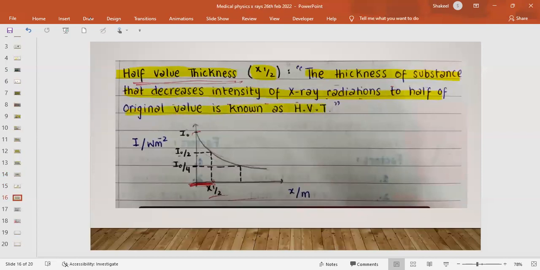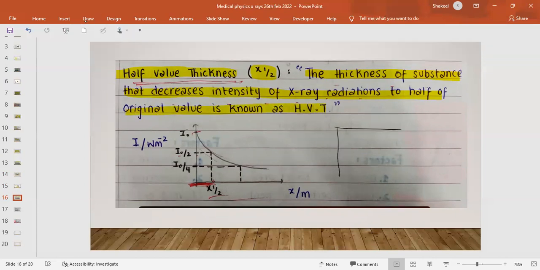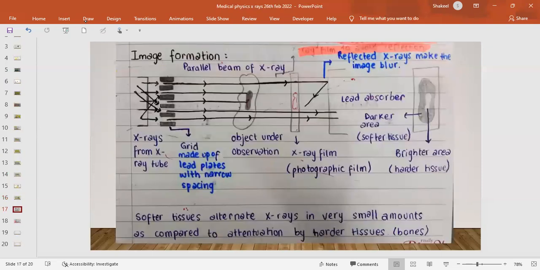That's quite simple. Let's say this is the organ, and before entering into the organ, the X-ray intensity was I naught. And as it starts traveling through the organ, till this point, its intensity decreases to half of the original. So we say that this width x is the half value thickness. This is the distance after which the intensity of X-ray decreases to half of the original, same as half-life.